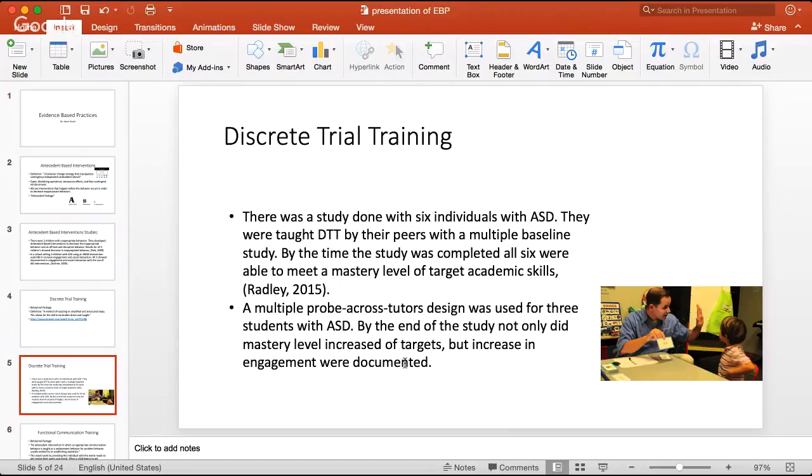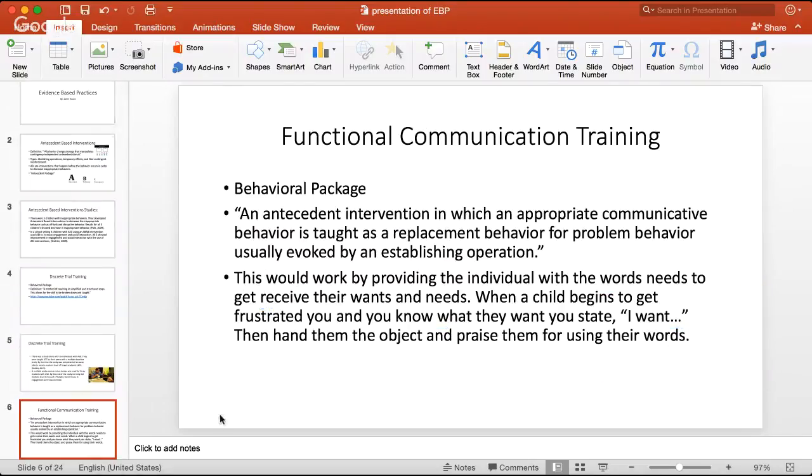And remember, all of these are evidence-based and have enough research to prove that they work. So these are all great ideas and interventions for your child. Next, we have functional communication. This is also from the behavioral package. There's about 6 in the behavioral package, so I wanted to include 2 just so you guys can get a better idea.